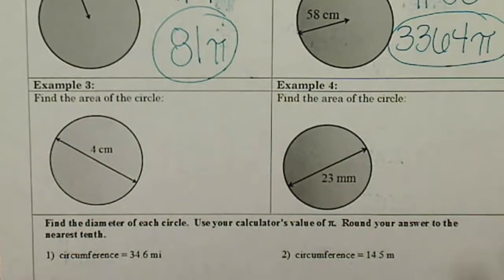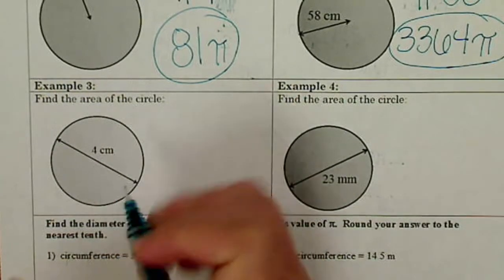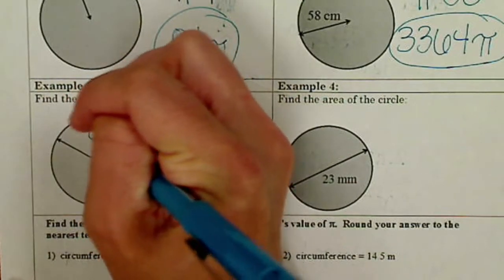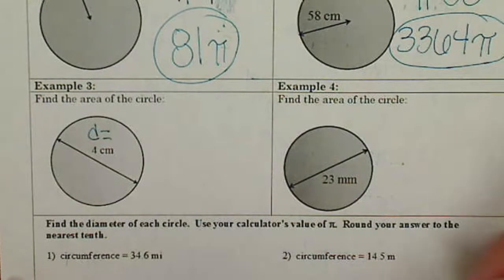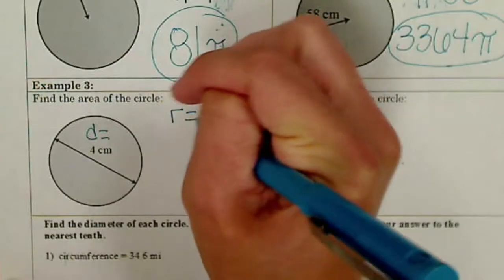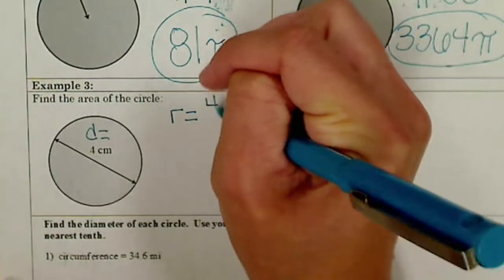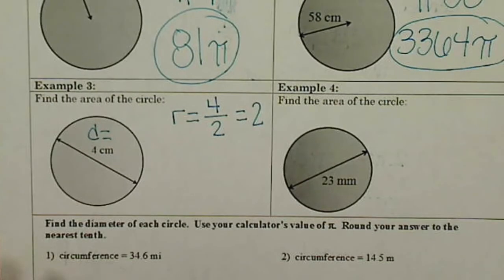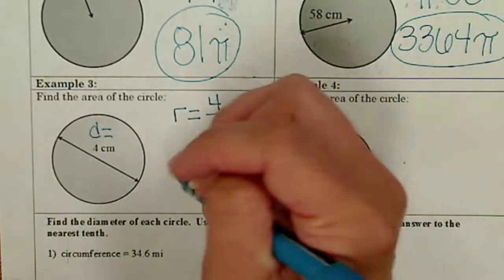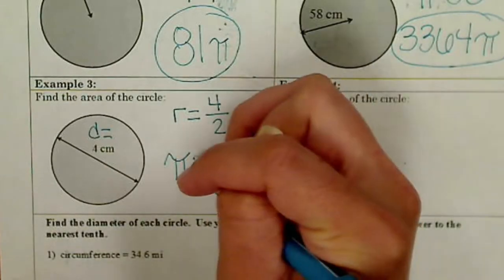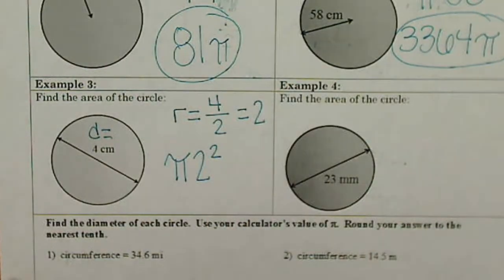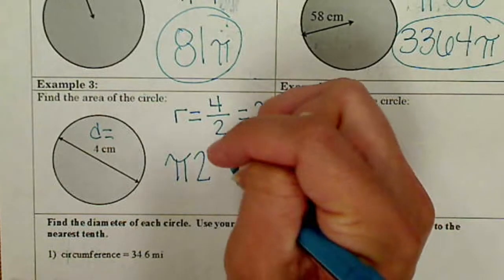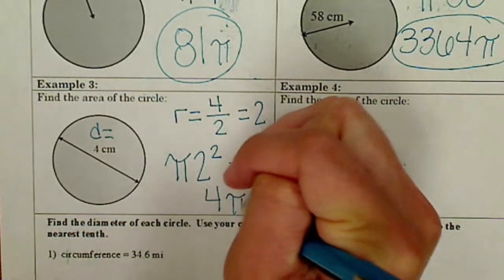Okay, now on this one, this is a diameter, but we need the radius. So to get the radius, you take your diameter and divide it by 2. So our radius is going to be 4 divided by 2, which is 2. So pi 2 squared is your area, which is 4 pi.